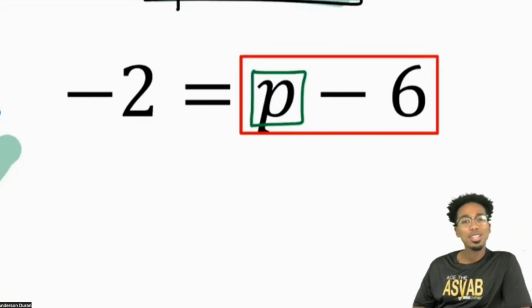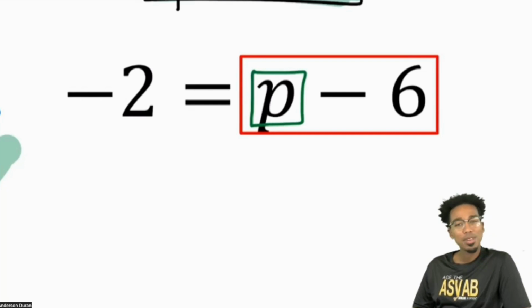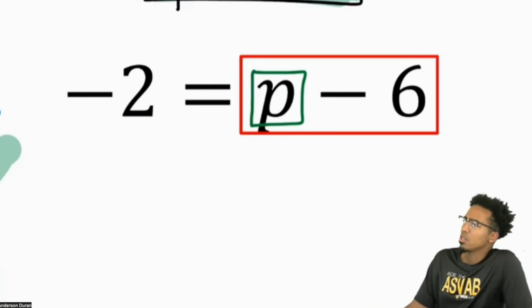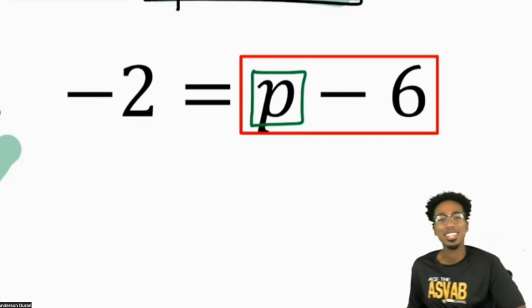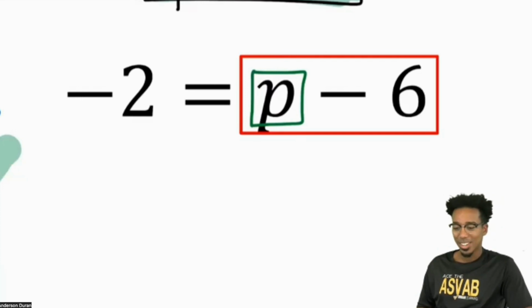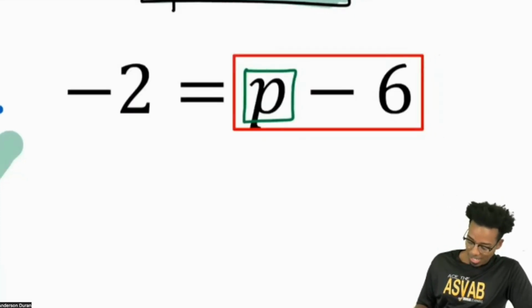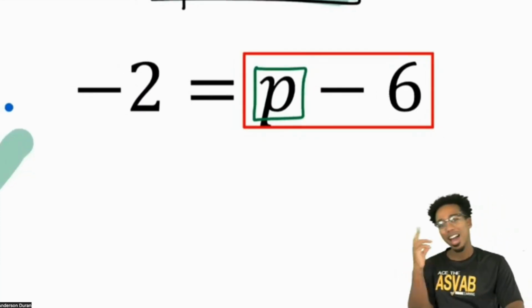And so notice how I keep drawing these boxes. A lot of you are looking at this saying, okay, I understand what's going on, I don't know why you're drawing those boxes. Once we get into 2-step equations, you'll see exactly why I'm drawing these boxes. So we have a P and we have a -6. Everyone help me out here. How do we get rid of that -6?